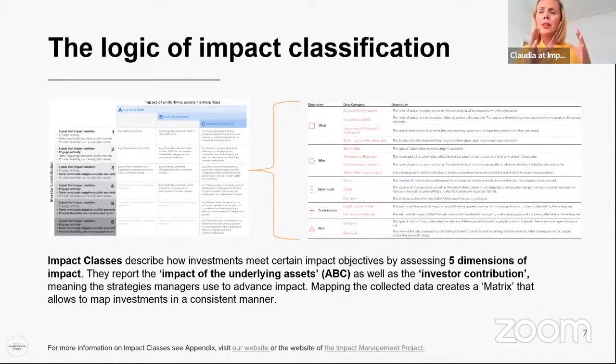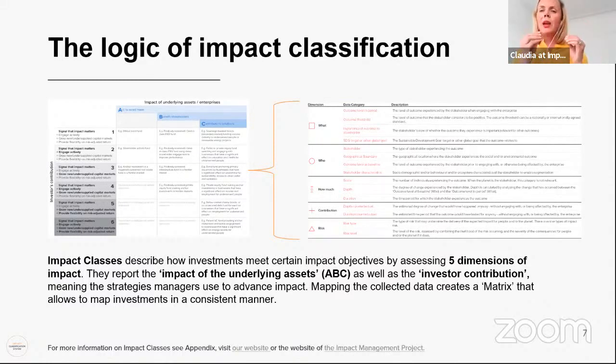I will talk a little bit more about that categorization, which we refer to as the ABC categorization. What impact classes do as well is assess to what degree and how investors are supporting the impact of the underlying assets in a portfolio. So they're actually assessing the strategies that asset managers are applying to advance sustainable development or ESG credentials. Bringing those two elements together, looking at the impact of the underlying assets as well as the investor contribution, creates this dashboard view or matrix, and you can see it here on the left-hand side of the slide, which then allows a portfolio manager or an asset owner to map their investments into these categories.